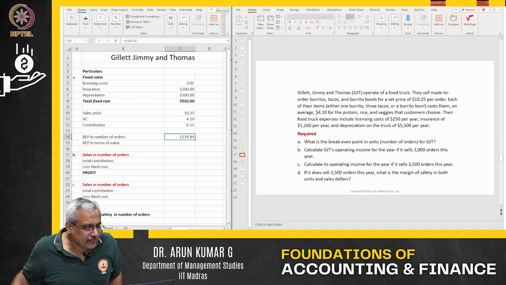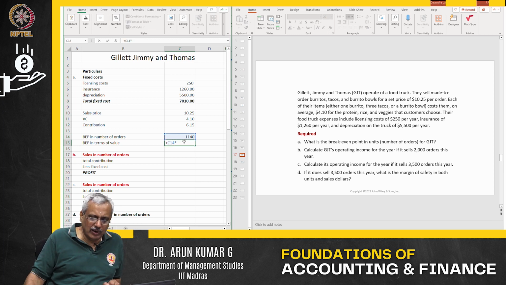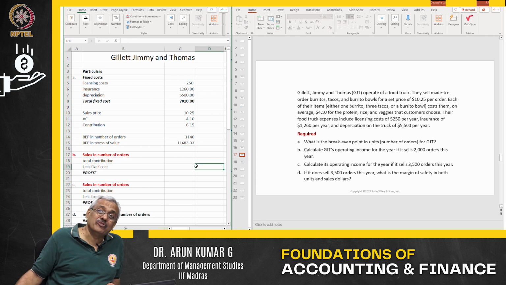Let me eliminate the decimals out there. What is the break even in terms of value? This is the number of orders I have to sell. What is the order price? Price per order $10.25. So, this is going to be the break even in terms of the sale value out there. So, that finishes my first question.